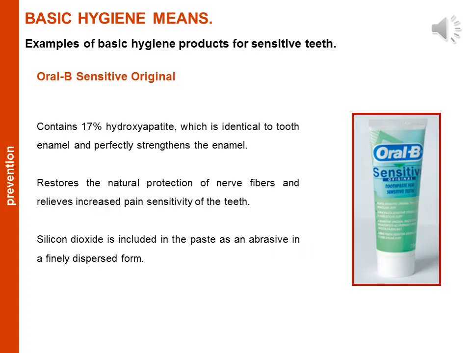Oral-B Sensitive Original contains 17% hydroxyapatite, which is identical to tooth enamel and perfectly strengthens the enamel, restores the natural protection of nerve fibers, and relieves increased pain sensitivity of the teeth. Silicon dioxide is included in the paste as an abrasive in a finely dispersed form.